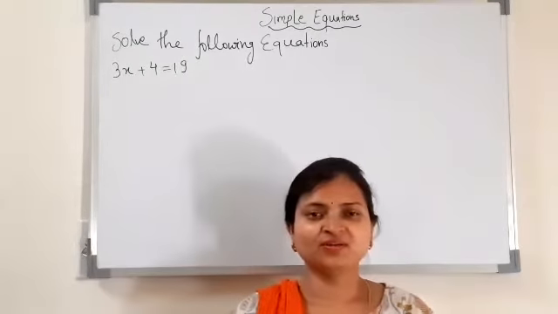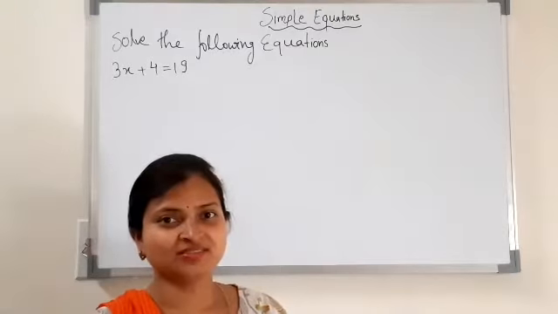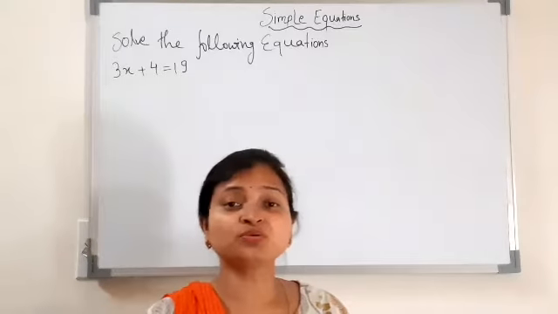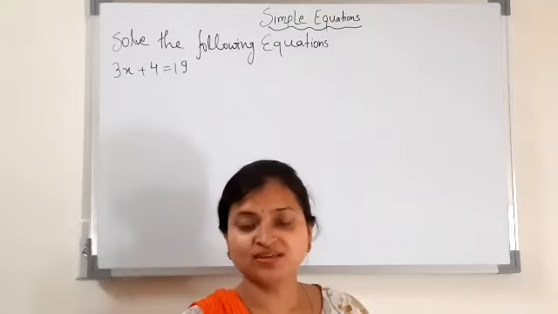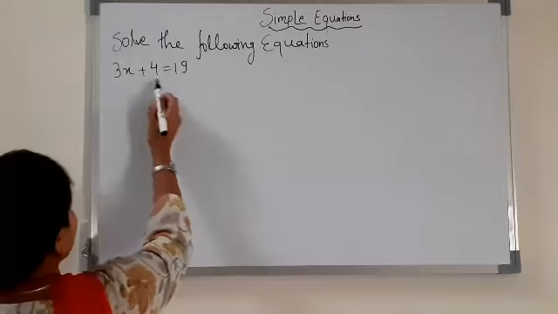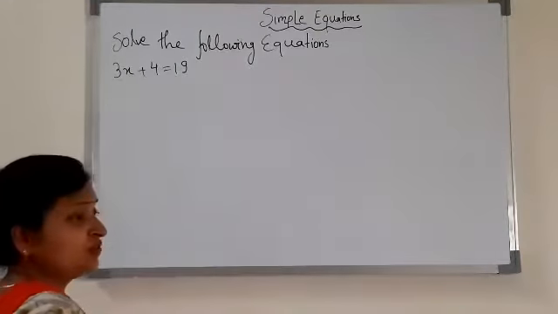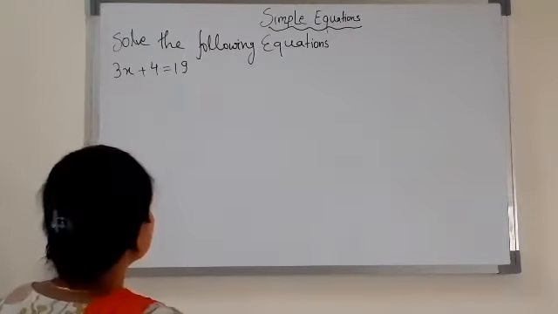Hello everyone. Today we are going to learn simple equations. In that we are going to learn how to solve the equation by traditional as well as transposing method. Let us see how to do. We are having a question over here: 3x plus 4 is equal to 90. We have to solve the equation.